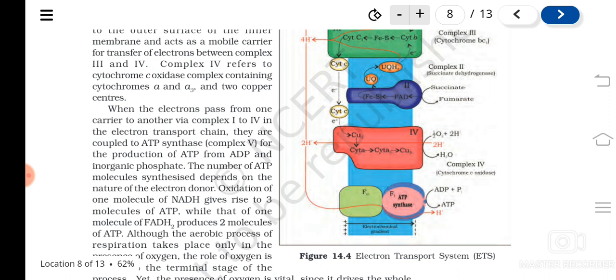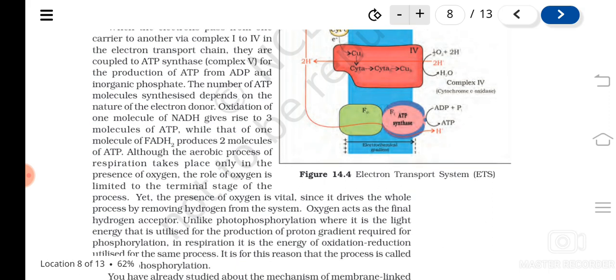For example, FADH2 can produce only 2 molecules of ATP, and NADH2 can produce 3 molecules of ATP. Understood?